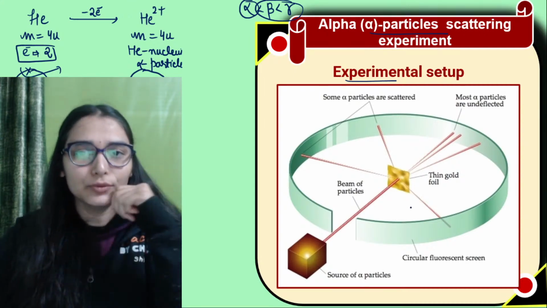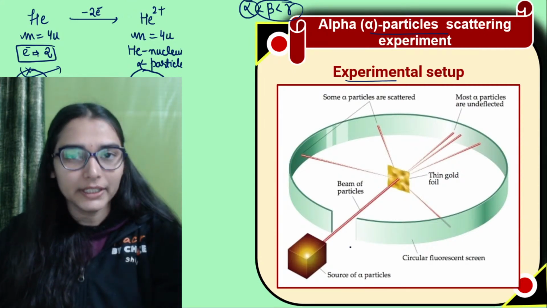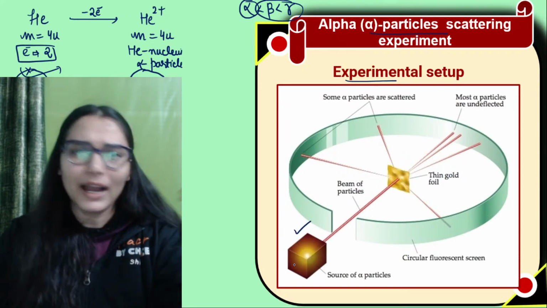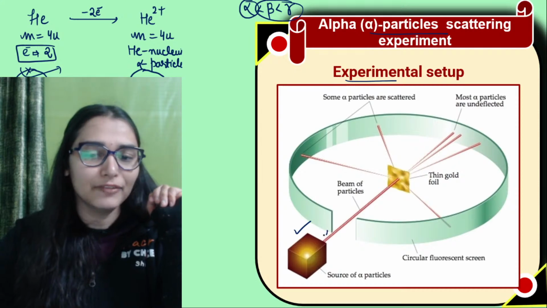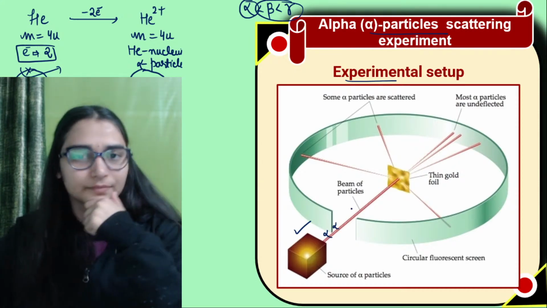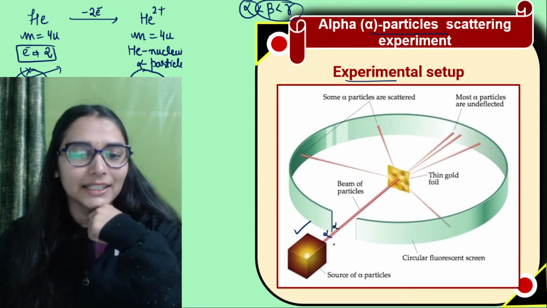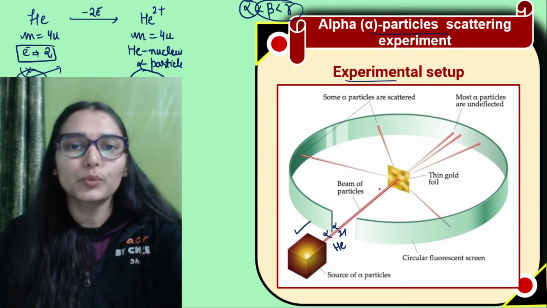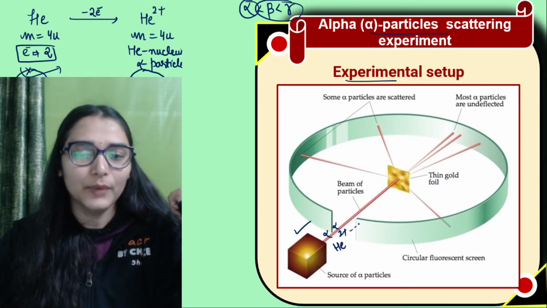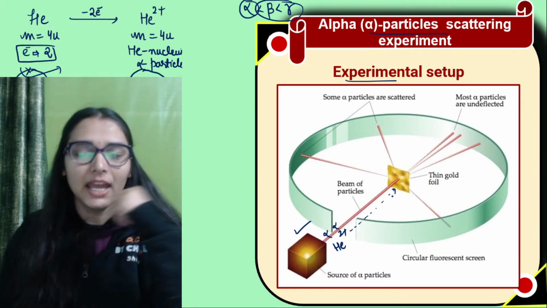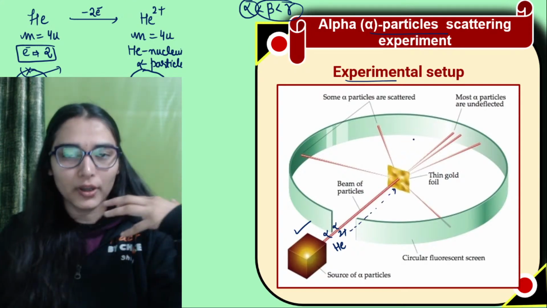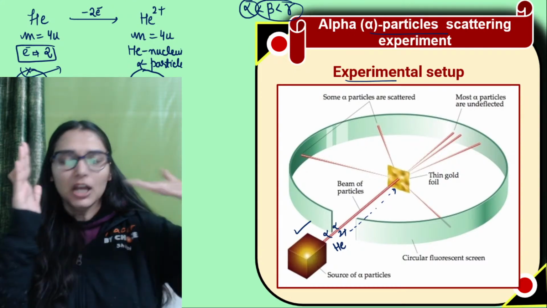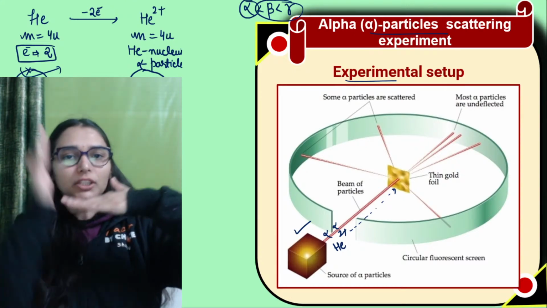So what did he do? Sir Rutherford, he was doing the experiment, so he took a source of alpha particles, like some radioactive element you can keep here, from where alpha rays are coming continuously. What are alpha rays? Helium nuclei, having a charge of 2 positive. So from here the helium particles are continuously coming, and he has taken a gold foil. So alpha rays were bombarded on the gold foil.